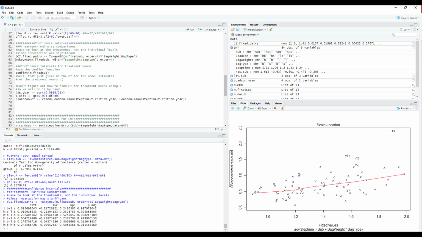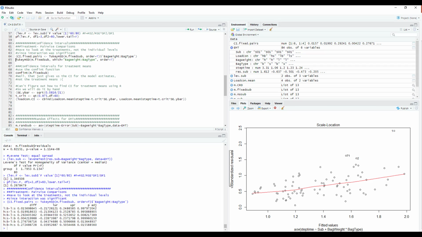So what you can do if you do Tukey HSD, fit in your model, and if you do this dollar sign, apostrophe, bag weight by bag type, end apostrophe, it'll just give you your pairwise comparisons for your treatment effects. With 4 different treatment effects, we should have 6 different pairwise comparisons.